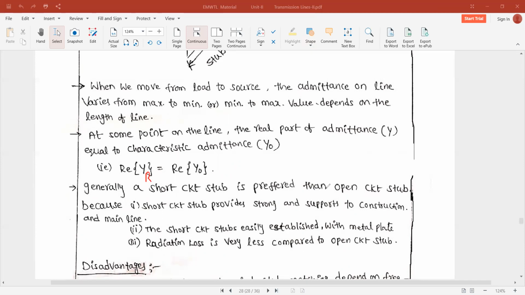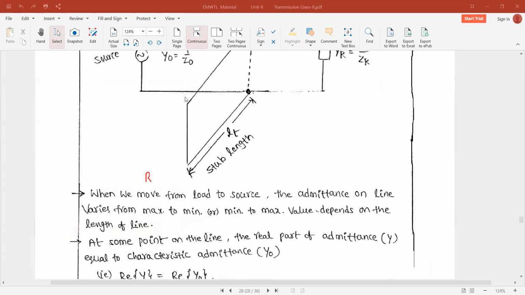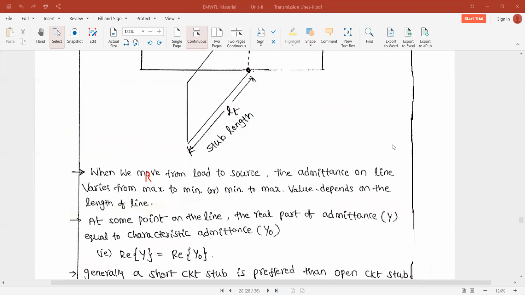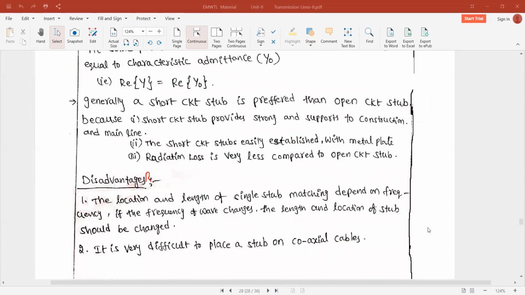Generally, a short circuit stub is preferred over the open circuit stub because the short circuit stub provides strong support to the construction on the main line. The short circuit stubs are easily established with metal plates, and the radiation loss is very less compared to the open stubs. Okay, and whatever is shown here is a short circuited stub only, not the open circuited. The advantages of the short circuited stubs are that the radiation loss is very less compared to the open circuited, and it is easy to establish with metal plates also.